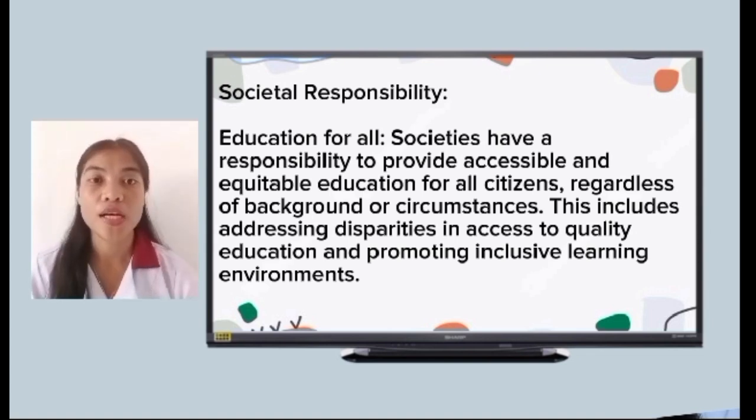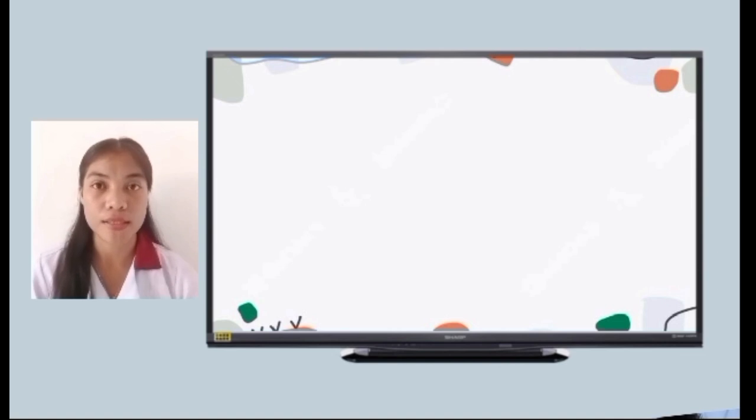Education for all: societies have a responsibility to provide accessible and equitable education for all citizens, regardless of background or circumstances. This includes addressing disparities in access to quality education and promoting inclusive learning environments.